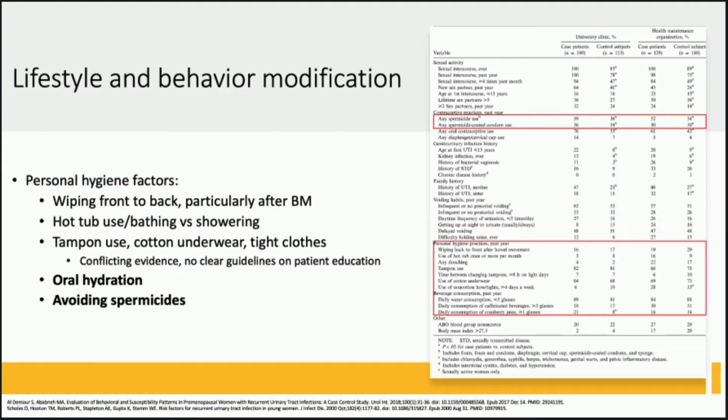I also want to make note here that both oral hydration and avoidance of spermicide are mentioned in the AUA, CUA, and SUFU guidelines as points of discussion with patients, but the evidence in support of this really isn't great. And there's also no specifics in terms of how to counsel patients about these different risk factors.